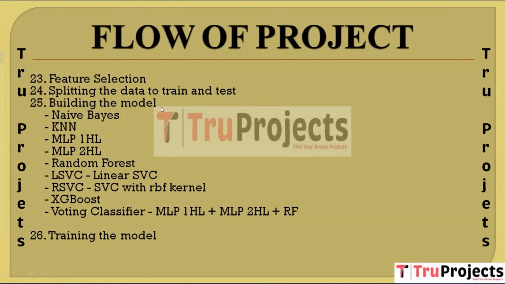Then we have building the model. In this step, you create and train different machine learning models for text classification, including naive Bayes, a probabilistic classifier, KNN, k-nearest neighbor, a non-parametric classification algorithm based on nearby data points, MLP1HL, that is multi-layer perceptron one hidden layer, a neural network with one hidden layer. 2HL means a neural network with two hidden layers.